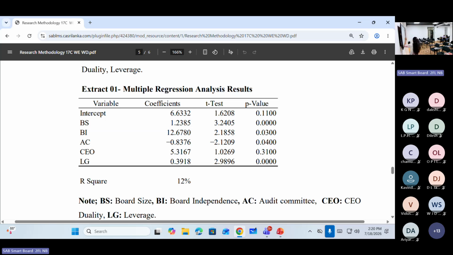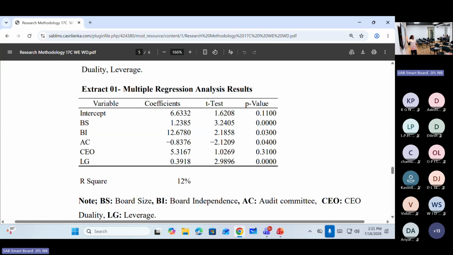This variable, what do you mean by BS? BS means board size. Second one, BI, board independence. AC, audit committee, CEO, CEO duality, LG means leverage, right? We tested these 5 independent variables with the dependent variable and came up with the results, right? How can we identify which variable is giving a significant impact on the dependent variable?